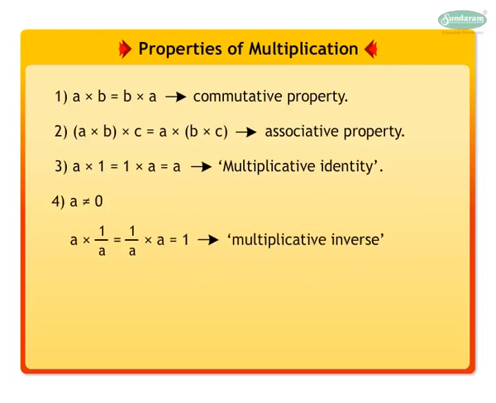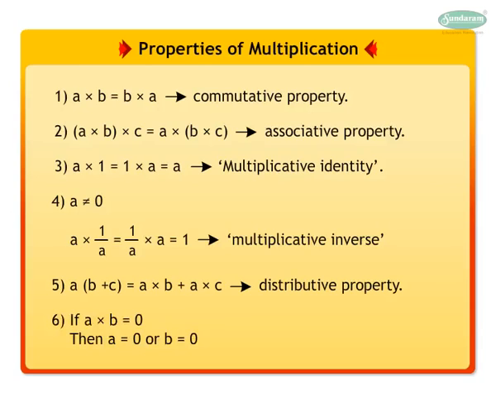4. For a rational number A, where A is not equal to 0, there is a rational number 1 upon A such that when you multiply A and 1 upon A, the result is 1. This property is called the property of multiplicative inverse. 5. When A is multiplied by the sum of B and C, the result obtained is the same as the sum of A multiplied by B and A multiplied by C. This property is called distributive property. 6. If the product of two rational numbers A and B is 0, then either A is 0 or B is equal to 0.